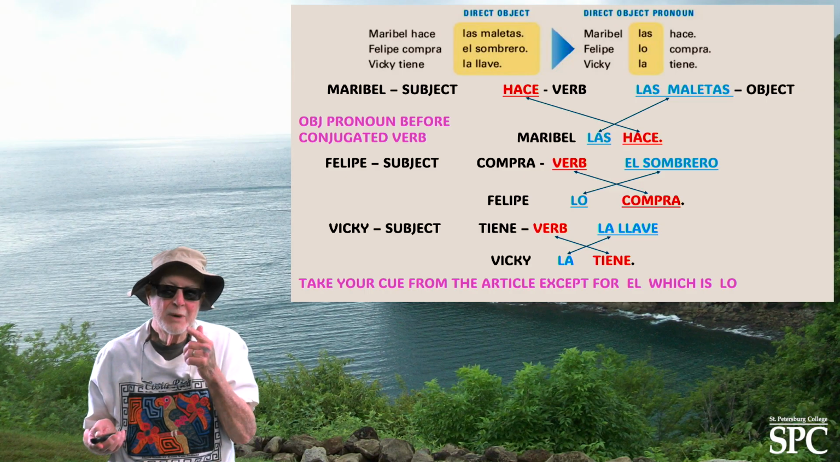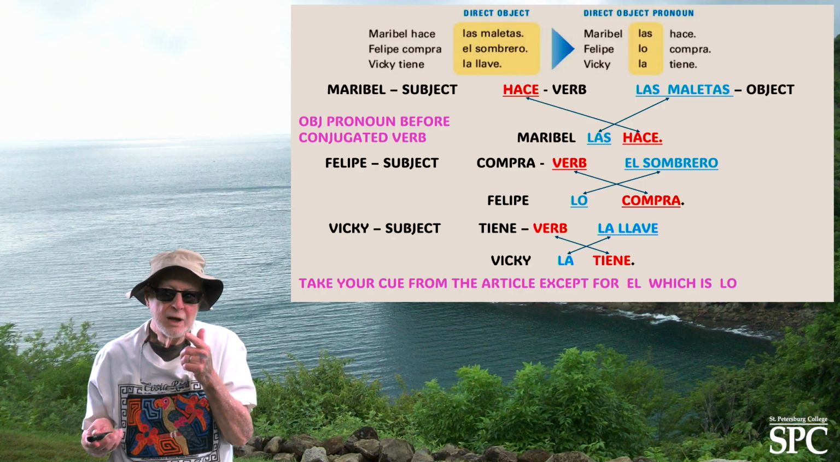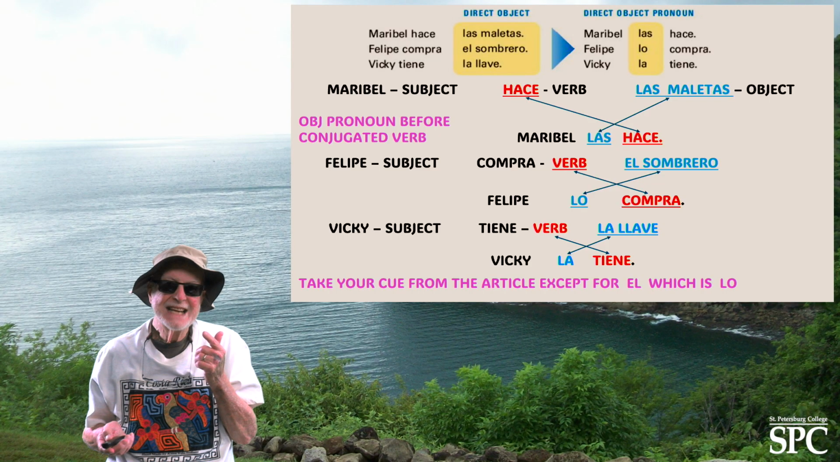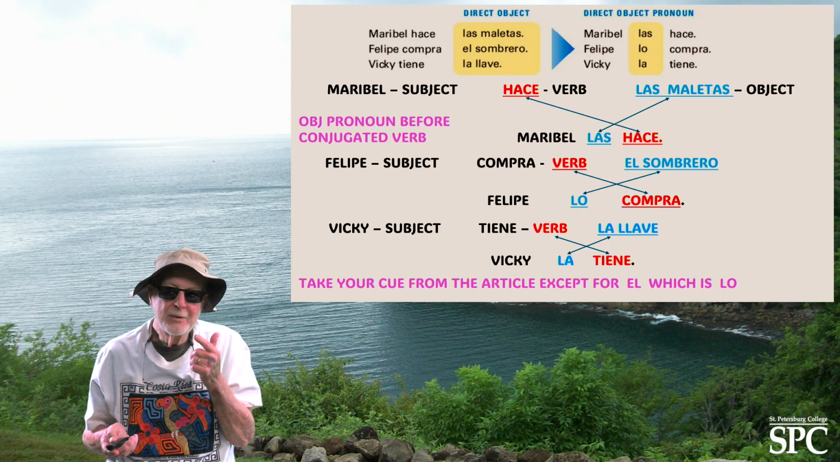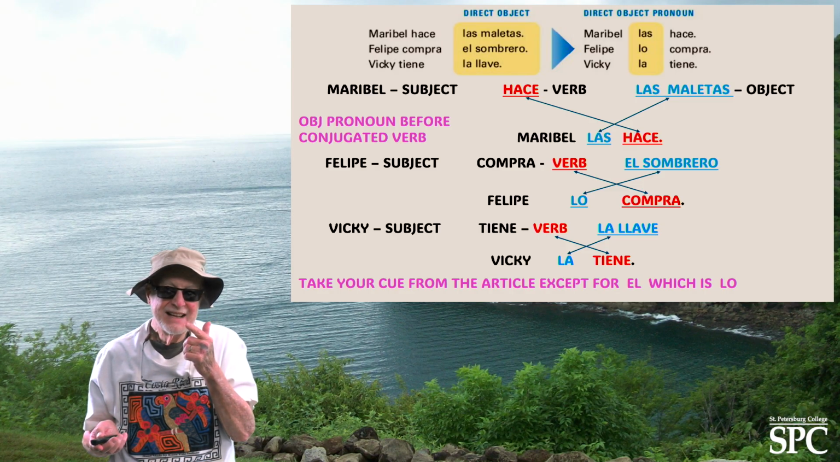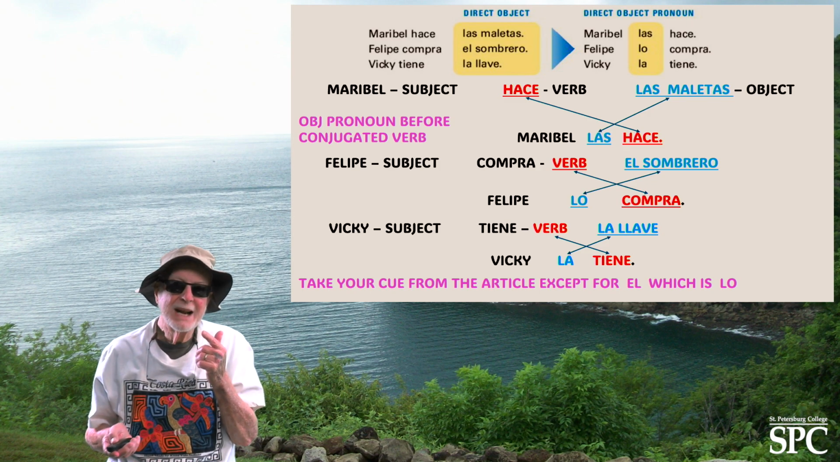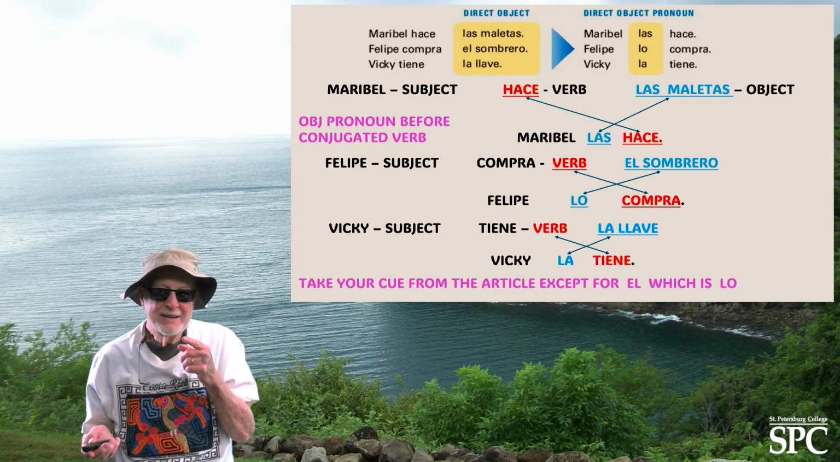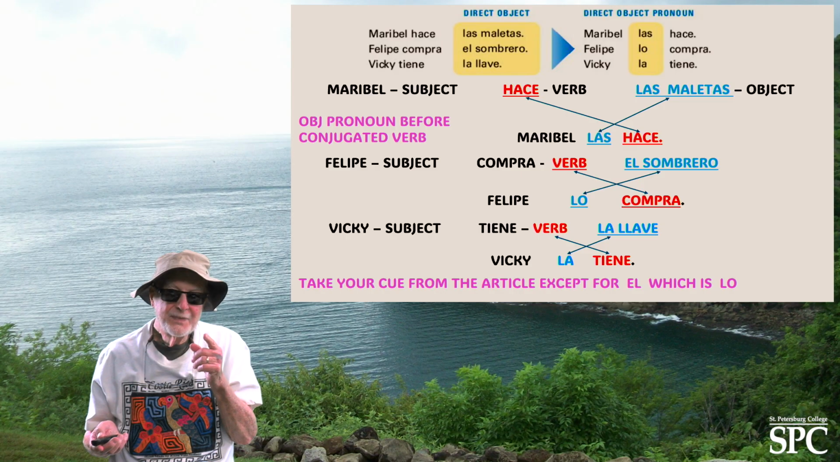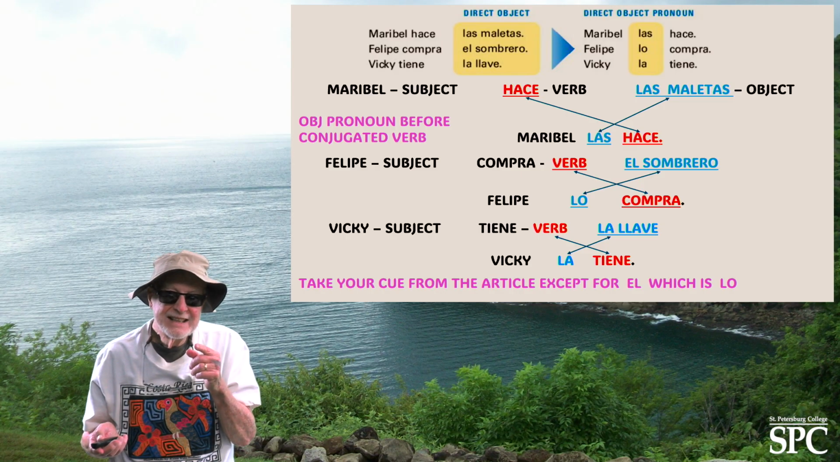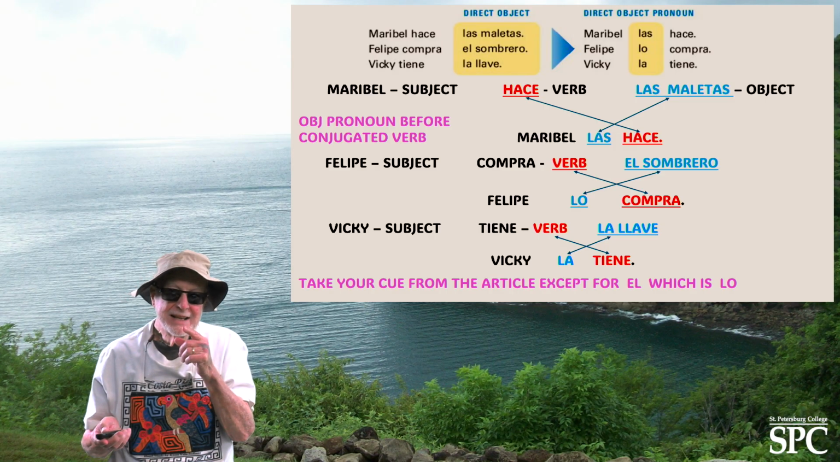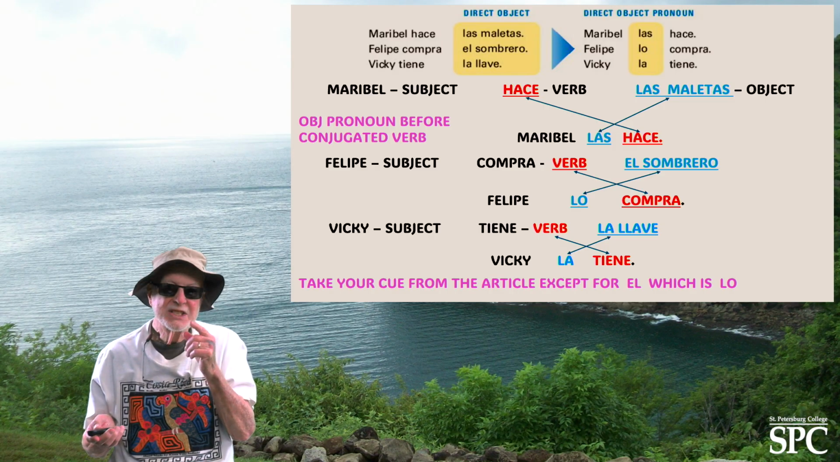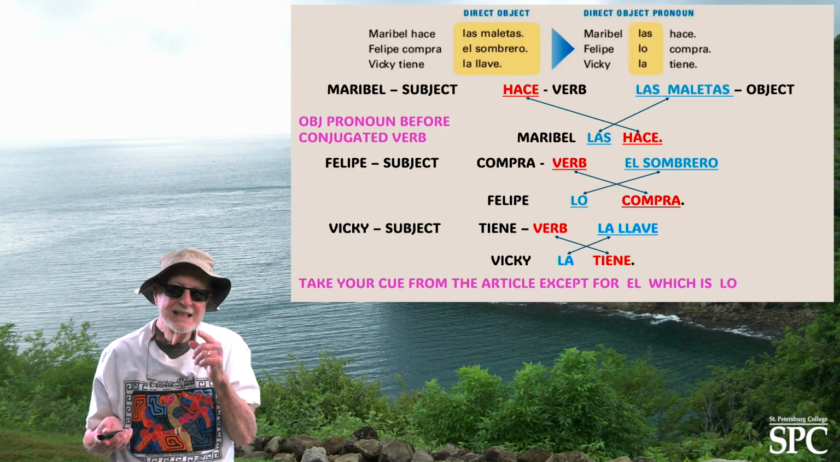Felipe, the subject. Compra, the verb. Sombrero, the object. Felipe lo compra. Well, why is it lo and not las? Because lo is singular and it's masculine, just like sombrero. Whereas above, you see Maribel las hace, that's plural, because she's talking about las maletas. And finally, Vicky, the subject, tiene, the verb, and la llave, the object. Vicky has it. So la llave, because it's singular, feminine, becomes la: Vicky la tiene.